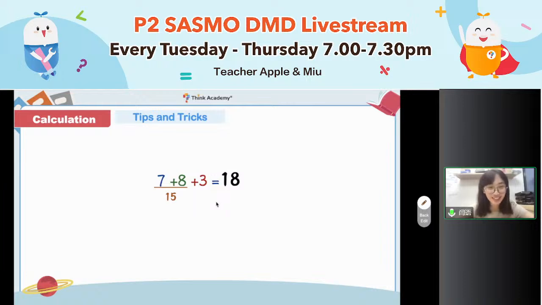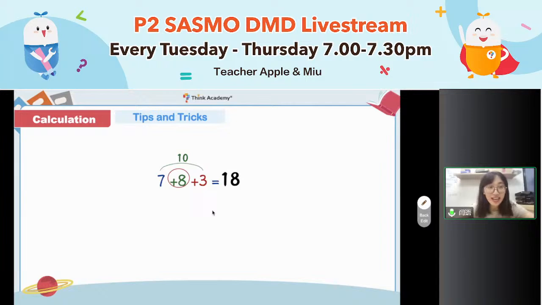Any easier way to do that? Yes, I know that some of you already learned the best friend pairs, right? So we can get 7 plus 3 equals 10. And after that, 10 plus 8, now super easy. That is 18, okay? This is the easier way for us to do calculation.